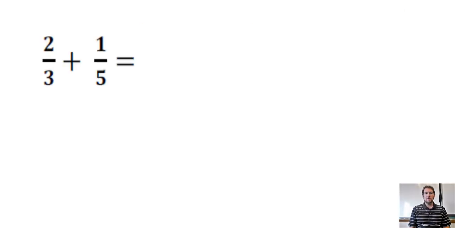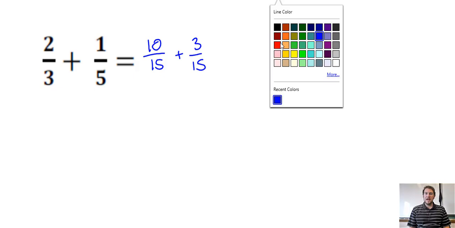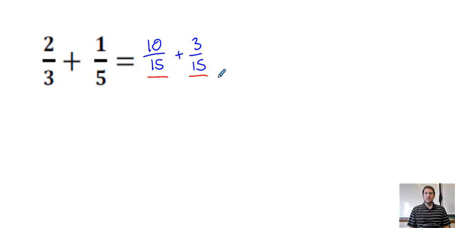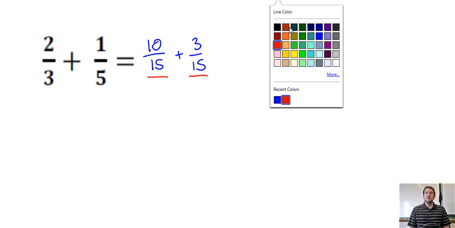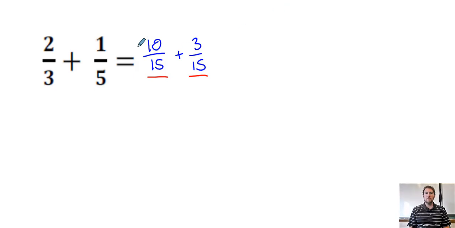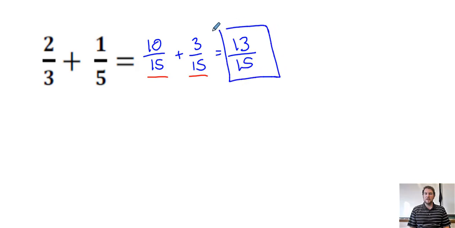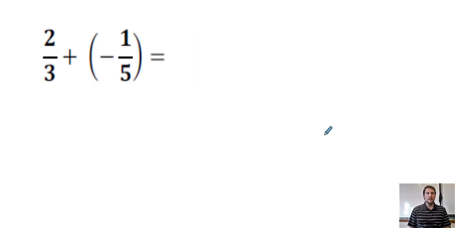Now, in order to add these things, 2 over 3 is 10 over 15, and 1 over 5 is 3 over 15. What you'll notice is that my steps, these bottom parts here, are the same. They're both 15s. That means the top parts are now comparable. If I take 10 steps of this size and 3 steps of this size, in total I have taken 13 steps of that size. So my final answer here would be 13 over 15. All right, let's do another one.